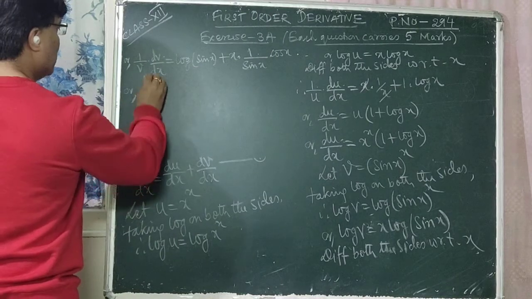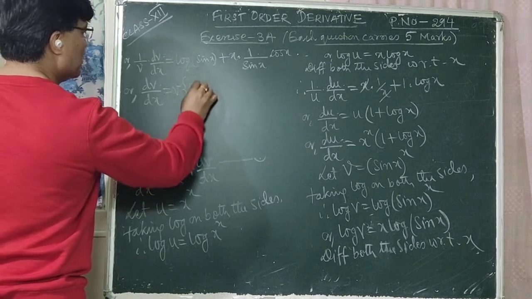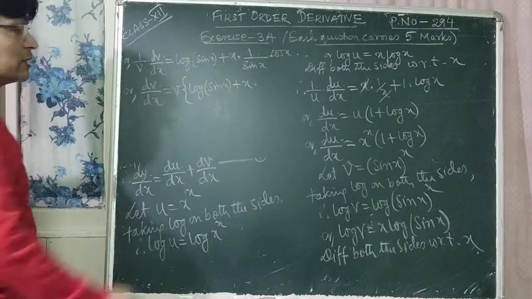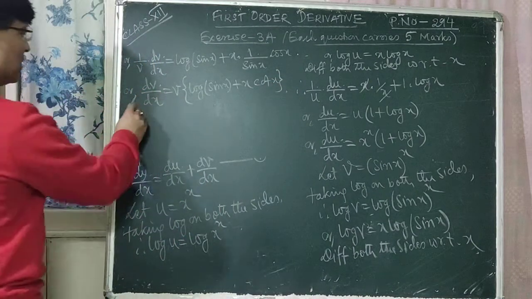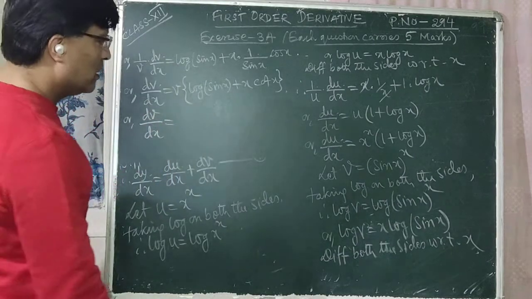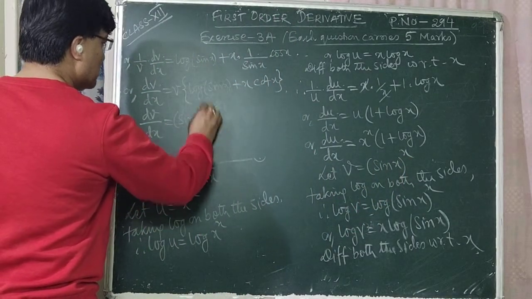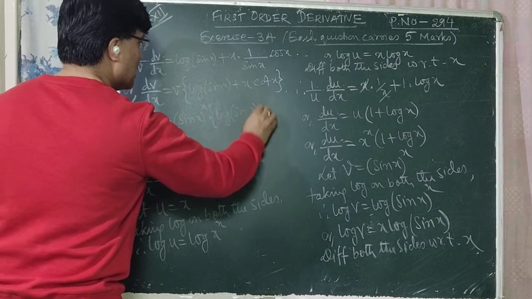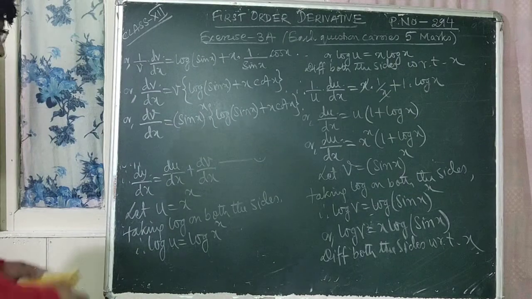Now dv by dx is equal to, now cross multiply by v here. V within second bracket, what do we get? Log of sin x plus x into, what is cos x by sin x? It is cot x. Second bracket is closed. Now let us put the value for v here. What was the value for v? V was sin x whole to the power x. So it is sin x whole to the power x into, within second bracket, log of sin x plus x cot x. So this is your dv by dx. Is that clear?